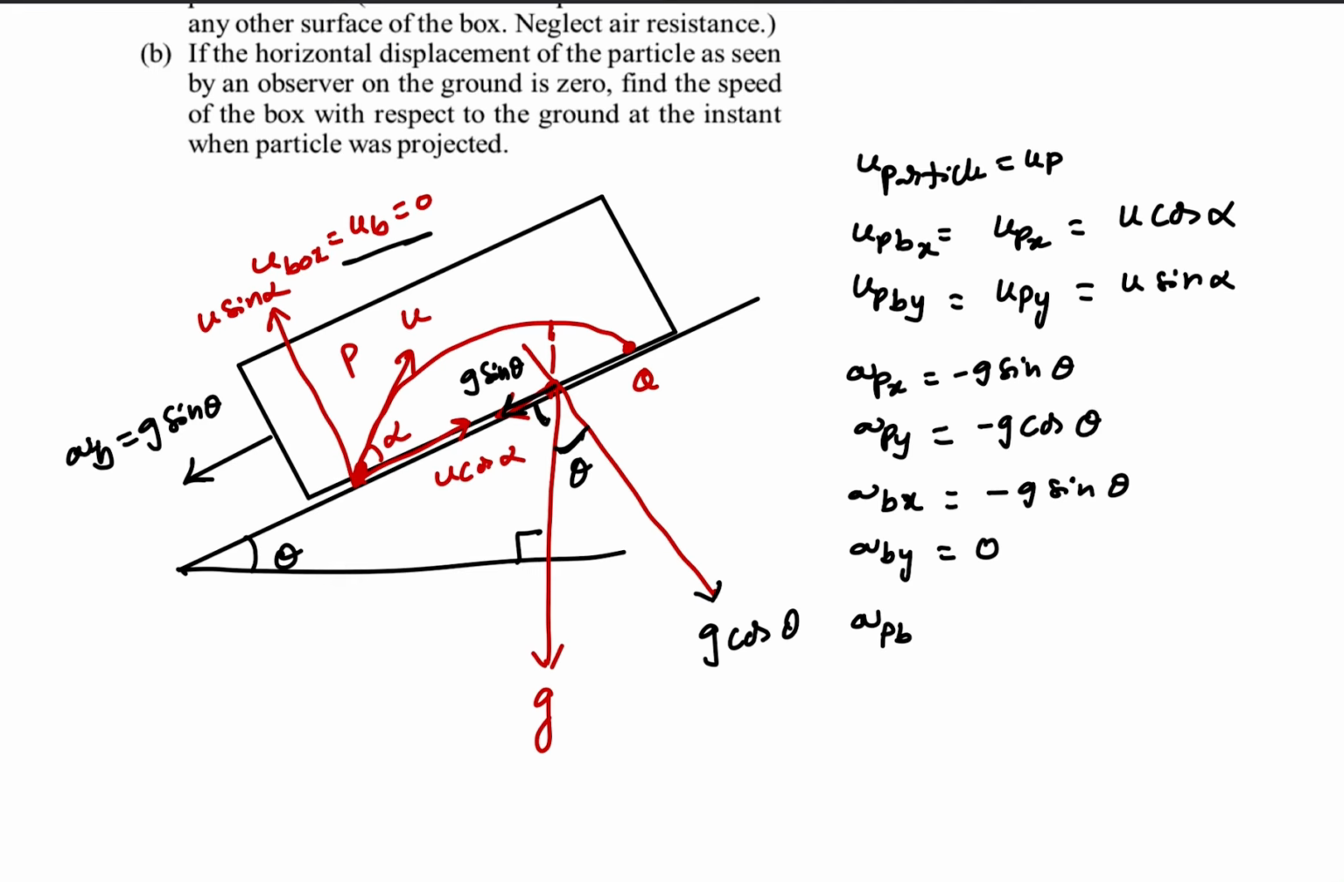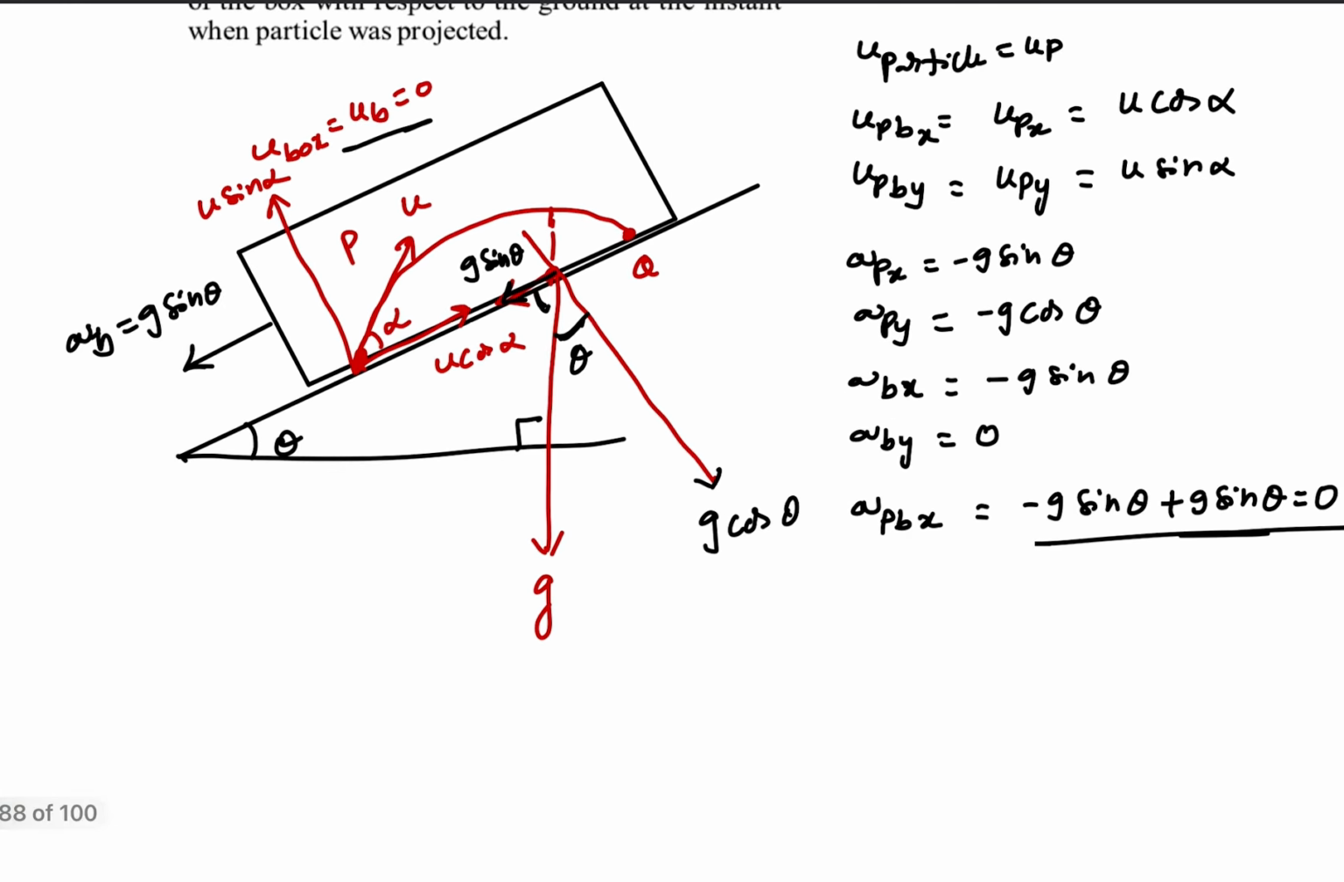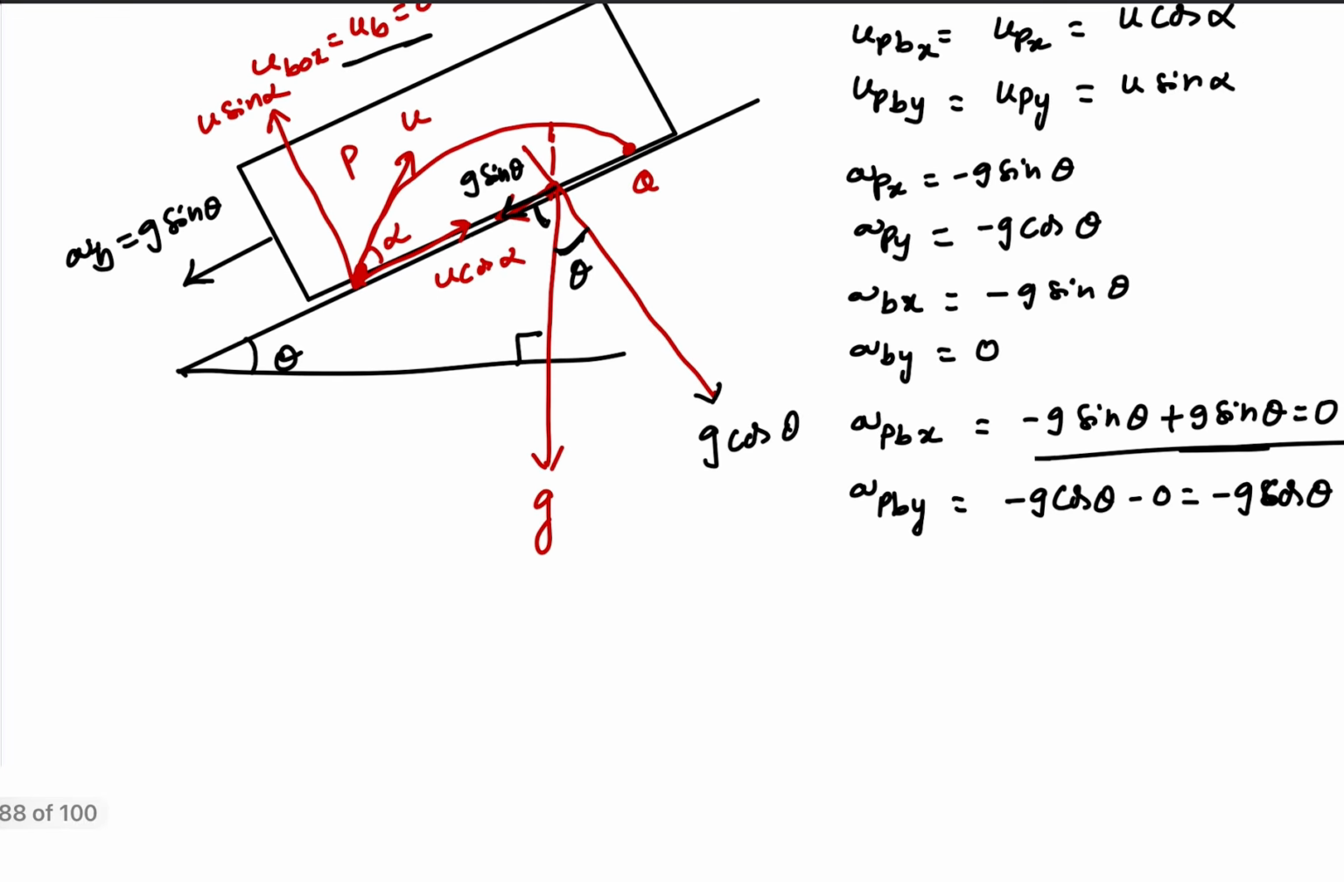Now if I write the acceleration of the particle with respect to the box along the x-axis, minus g sin theta minus of minus g sin theta, you will get 0. This means there is no relative acceleration along the x-axis. Similarly, the acceleration of the particle with respect to the box along the y-axis can be written as minus g cos theta minus 0. You get minus g cos theta. I got the a_by value also.